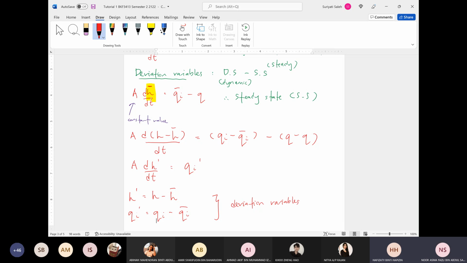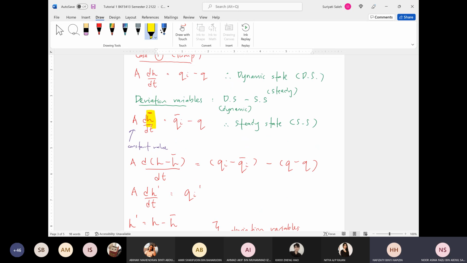So how about the Q? If we take a look at this term, the Q is the constant value. So the value is not going to change. So that means you don't have the bar or the prime over there. So the Q minus Q is simply 0 because you subtract the same variable at the same value. So that's why in this case, you only have A dH prime over dt equal to Qi prime in the deviation form.